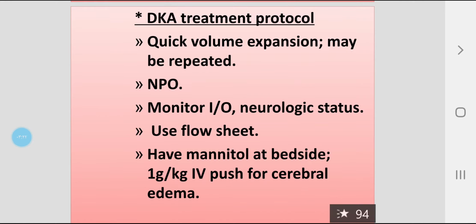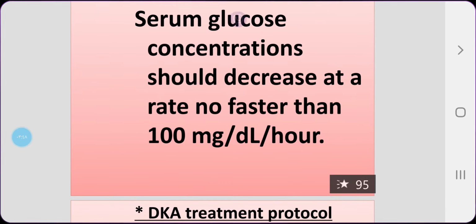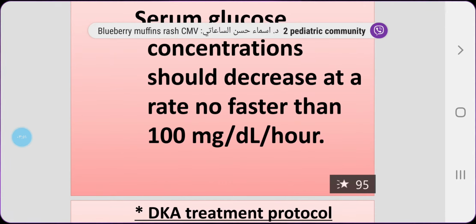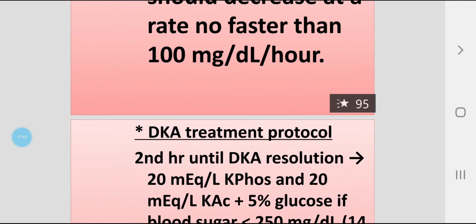The DKA treatment protocol includes a quick volume expansion. This may be repeated. Nothing per mouth, monitor input and output and neurologic status, use a flow sheet, and have mannitol at the bedside, 1 gram per kg IV push for cerebral edema. Serum glucose concentration should decrease at a rate no faster than 100 mg per deciliter per hour.